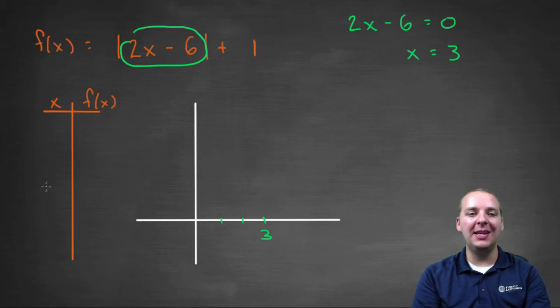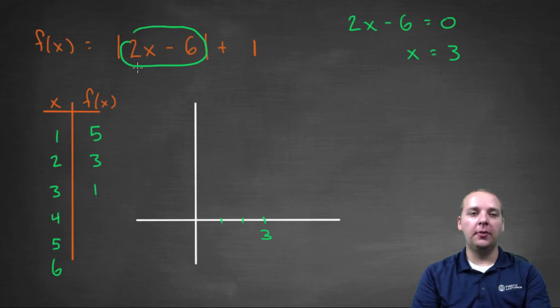Well, we're going to make a mini XY table around 3. So maybe I'll do 3, 2, 1, and 3, 4, 5, 6, or something like that. I'll do the arithmetic pretty quickly. You can check my algebra on this. When you plug in 1, I think the final answer you'll get is 5. If you plug in a 2, I think you'll get a 3. If you plug in a 3, 3 times 2 is 6, 6 minus 6 is 0. Absolute value of 0 plus 1 is 1.